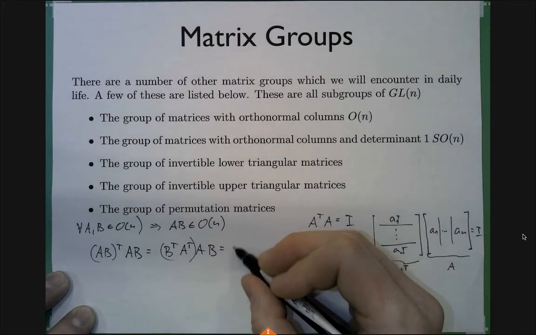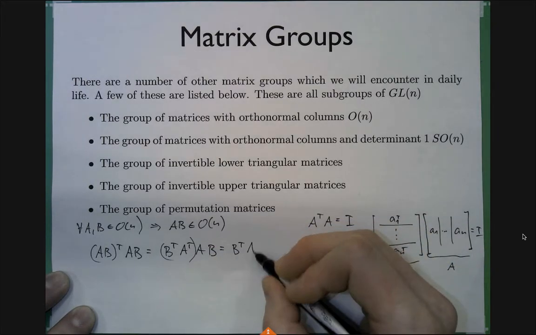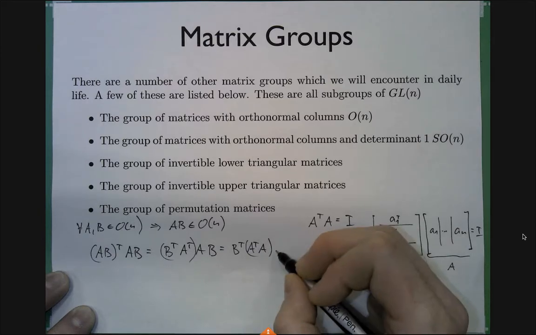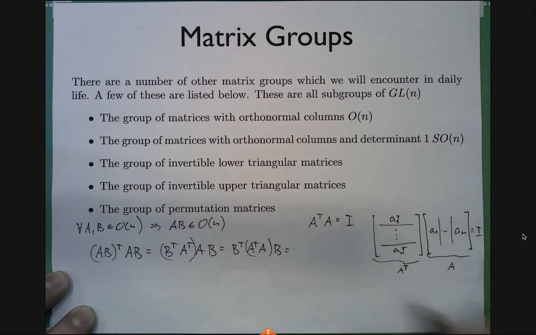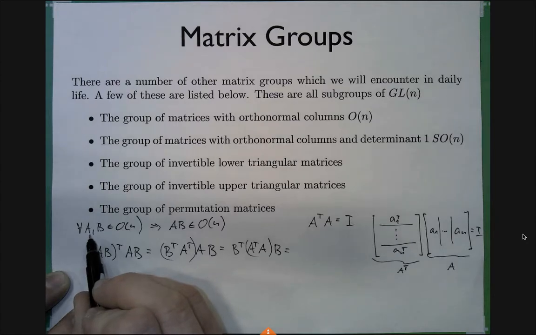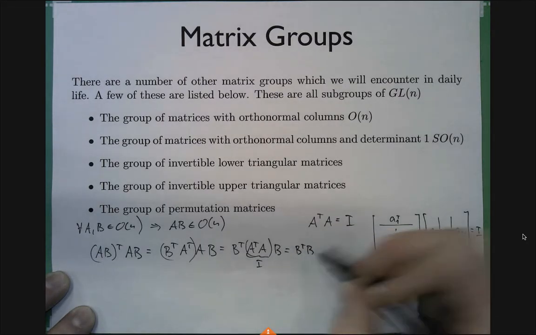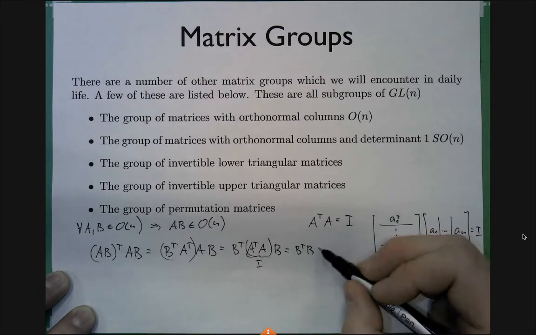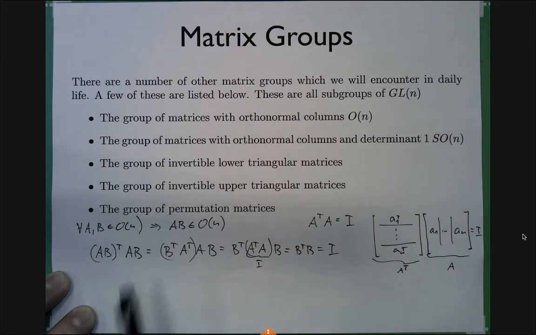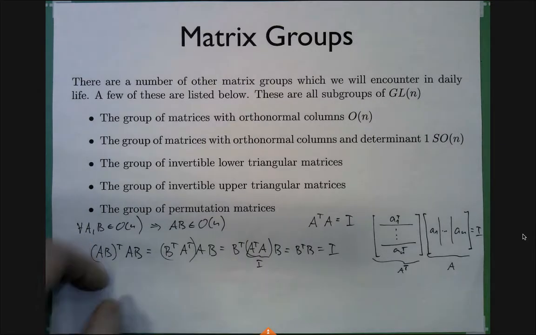From associativity, I immediately have B transpose, A transpose A, and I can put the brackets like this, right? But A transpose A, I assume that A has orthonormal columns, so this is identity, so this is B transpose B. But B, I also assume it has orthonormal columns, so that's the identity, right? So indeed, the product also has orthonormal columns. So indeed, the closure property holds, okay?